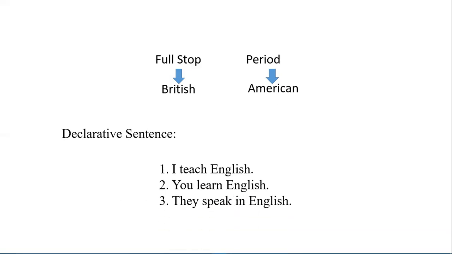I have given here some examples. I teach English, you learn English, they speak in English. These are all declarative sentences. We use a full stop after these sentences, at the end of the sentences.